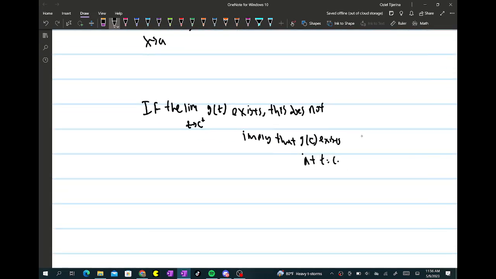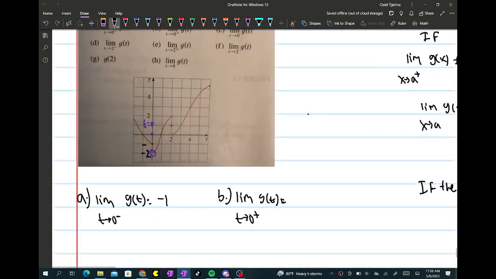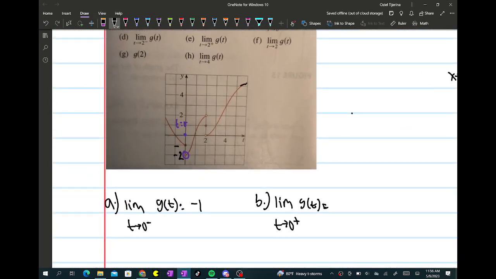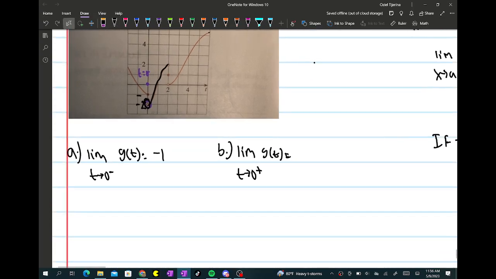Basically, this means that even though the function is undefined at t equals 0 right here, the limit still exists. So we can say that the limit as t approaches 0 from the right of g of t is equal to -2.